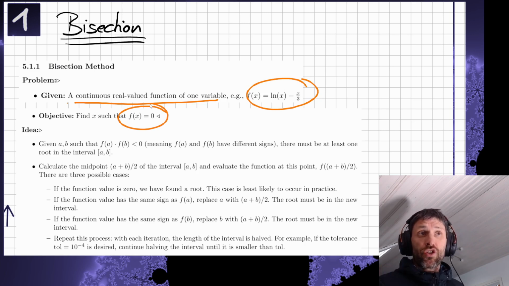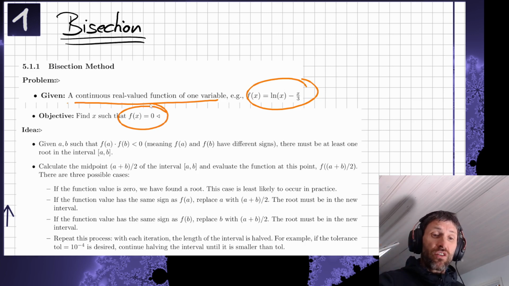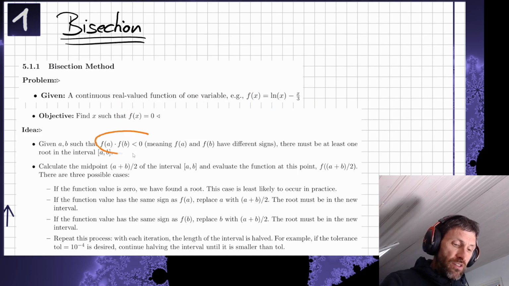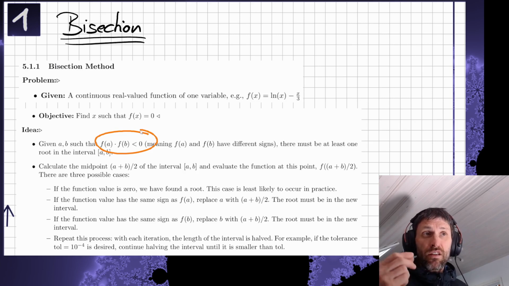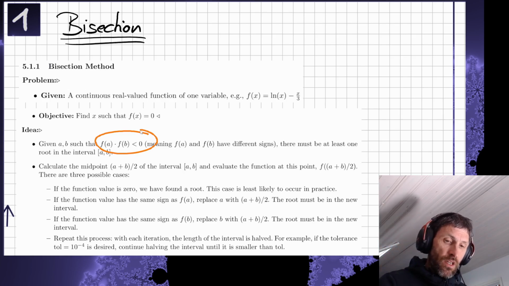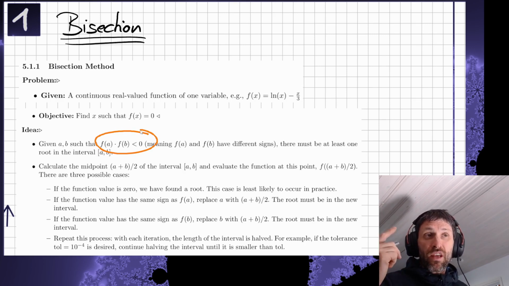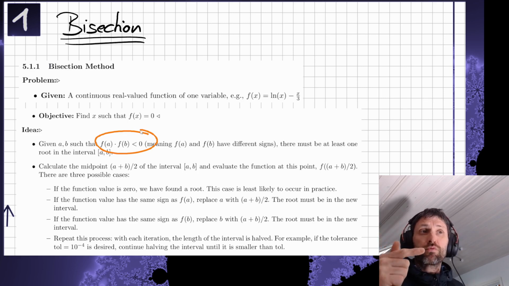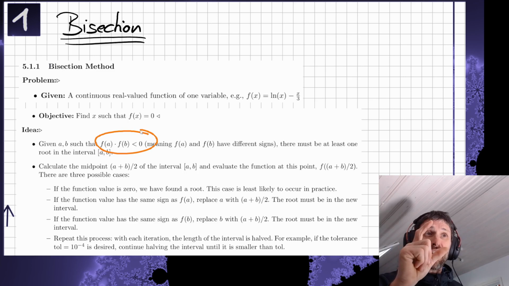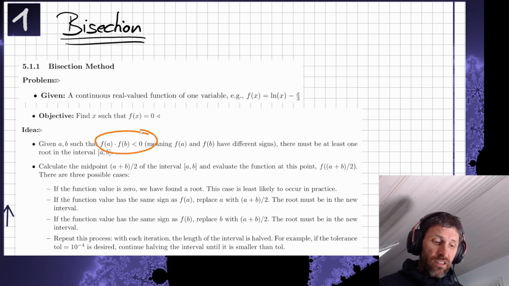What does bisection need before it can start? Before bisection can start, somebody must provide a and b in a way that the function value of a and the function value of b are of different sign. You can formulate that to be the product has to be below 0, because if both are negative, the product is positive. If both are positive, the product is also positive. If the sign is different, then the product is negative.